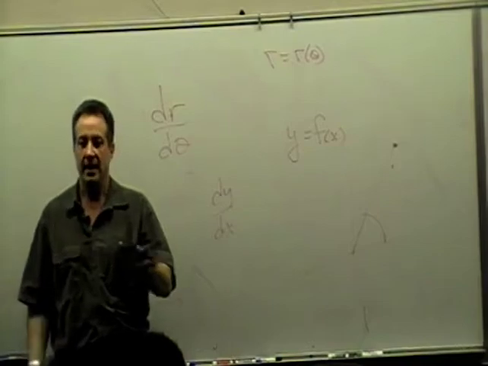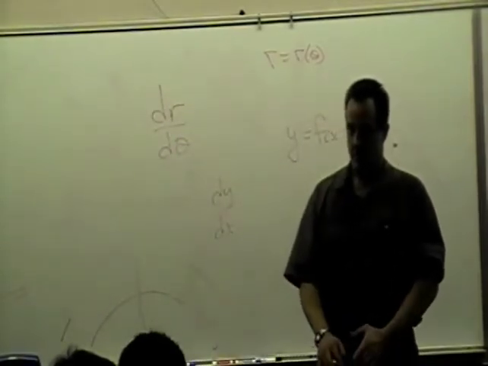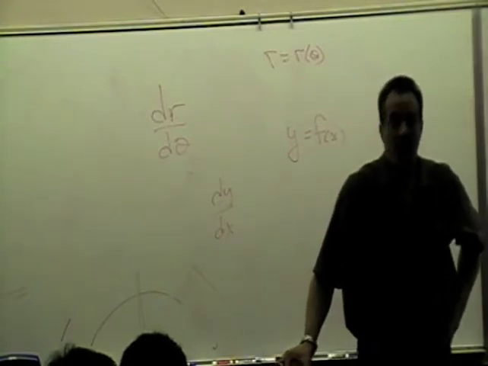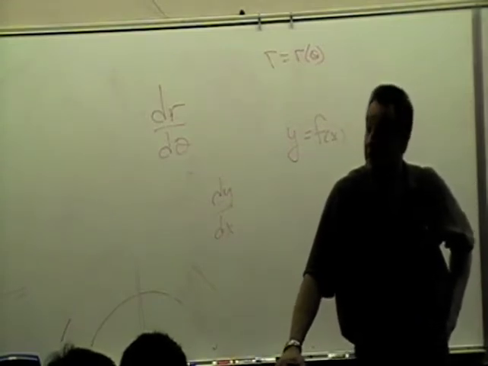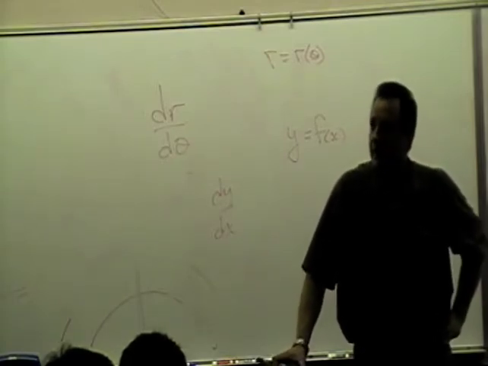Does anybody know, and we'll do it tomorrow, what you have to do, and this should have been a Calc 2 deal, folks, if you wanted to find, for example, the tangent line to some polar curve?